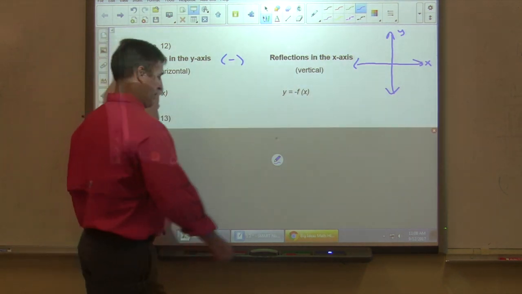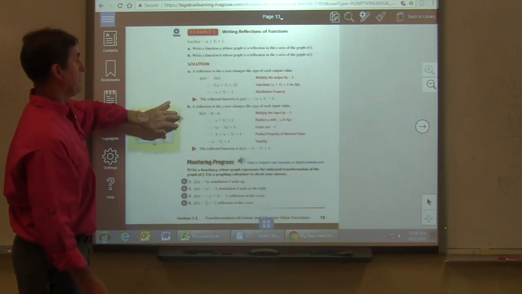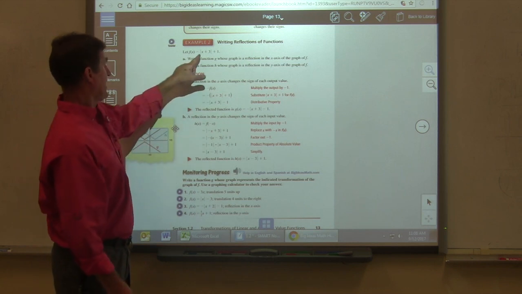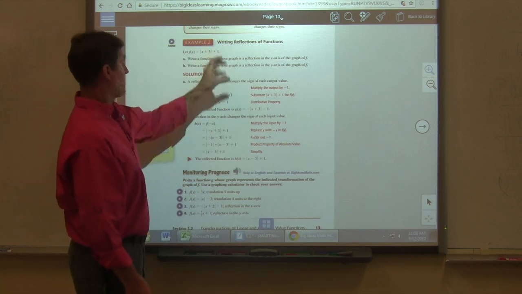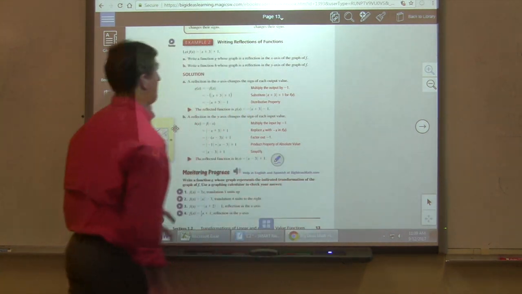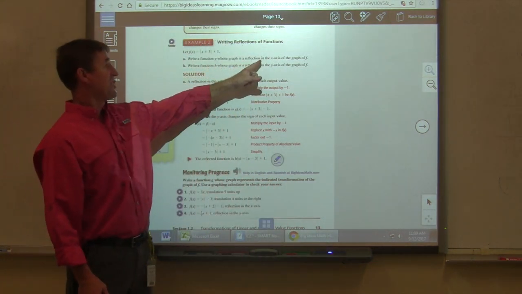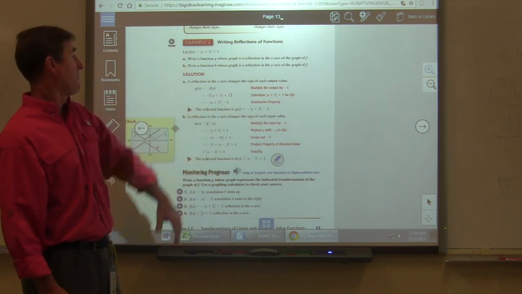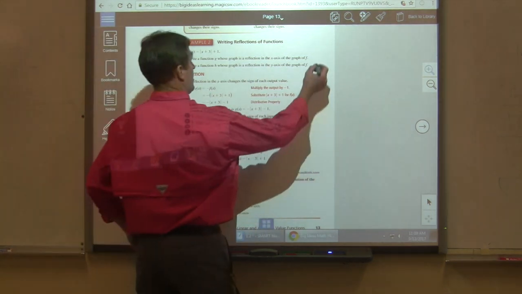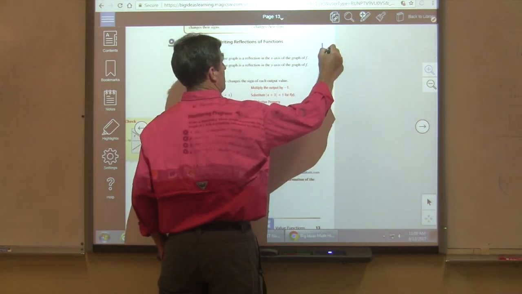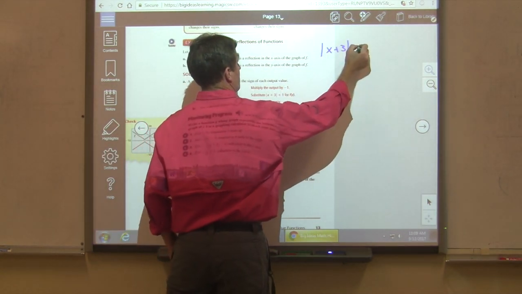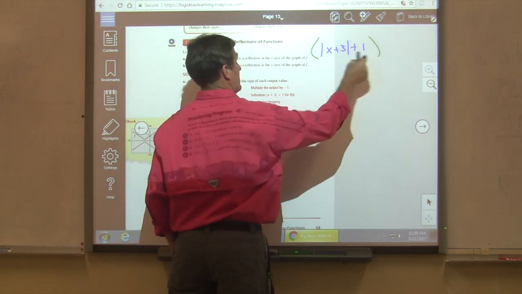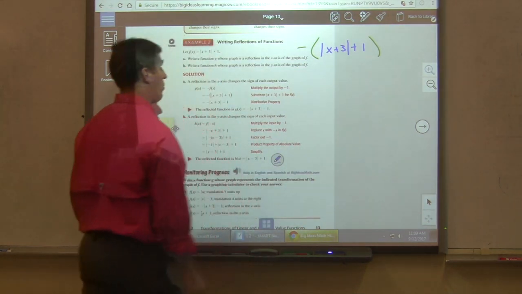So again, if we go back to the book and we look at example number 2, it says, let f of x equals the absolute value of x plus 3, plus 1. And it says, write a function g whose graph is a reflection in the x-axis. So in the x-axis, that's up and down, so that would be vertical, so it affects the whole function. So we would take the whole function, and I'm just going to put that in parentheses, and we're going to take the opposite of the whole thing.